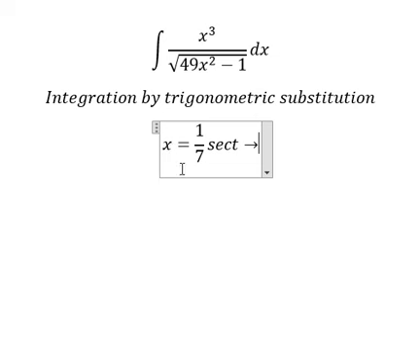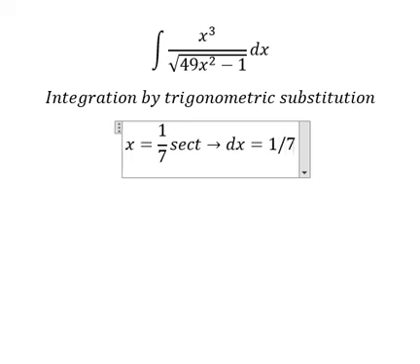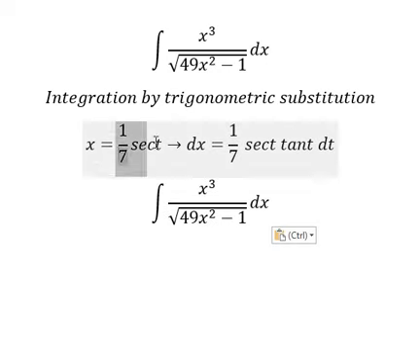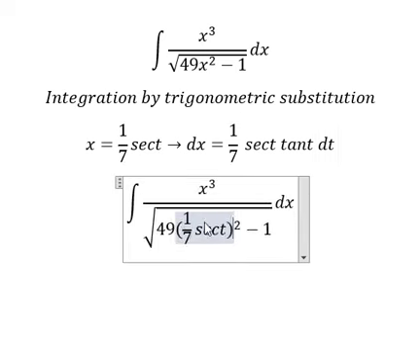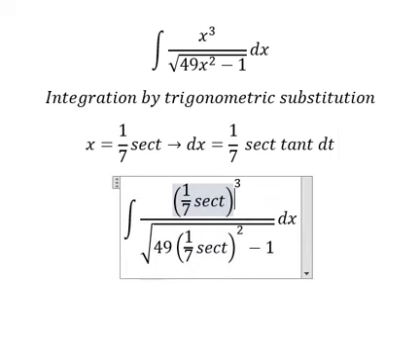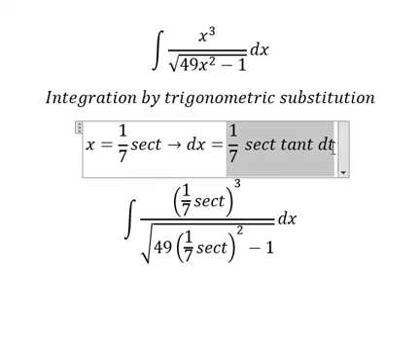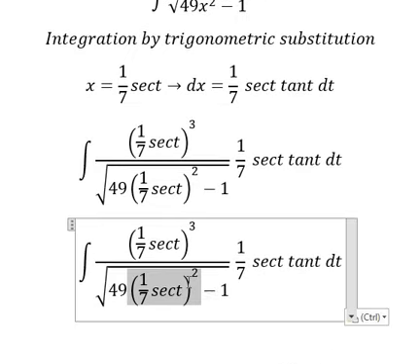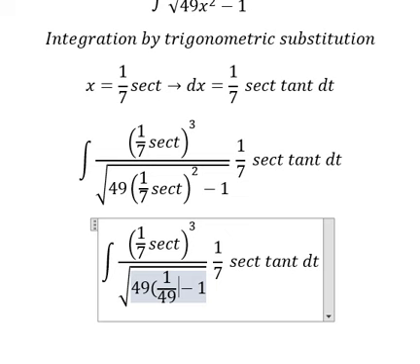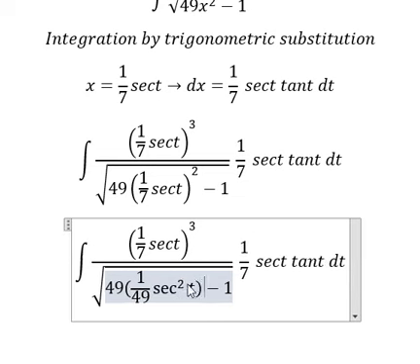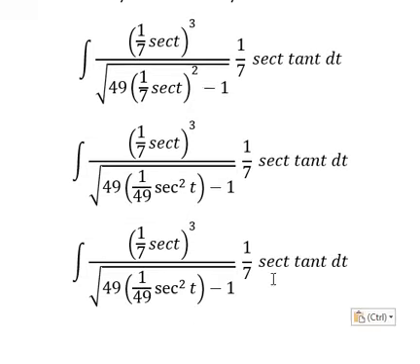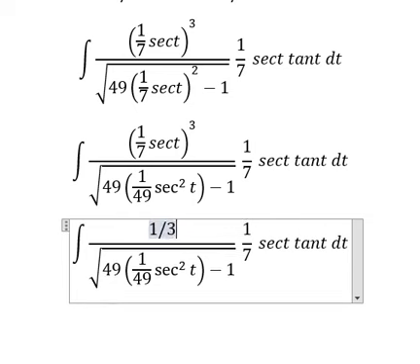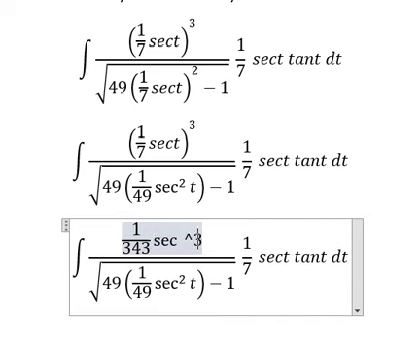Next, we need to first do the derivative for both sides, and we have it like this. So I will put this one here and here. Ds, that is this one. So this one, that is 1 over 49 secant of t squared. And this one, that is 1 over 343 secant of t to the power of 3.